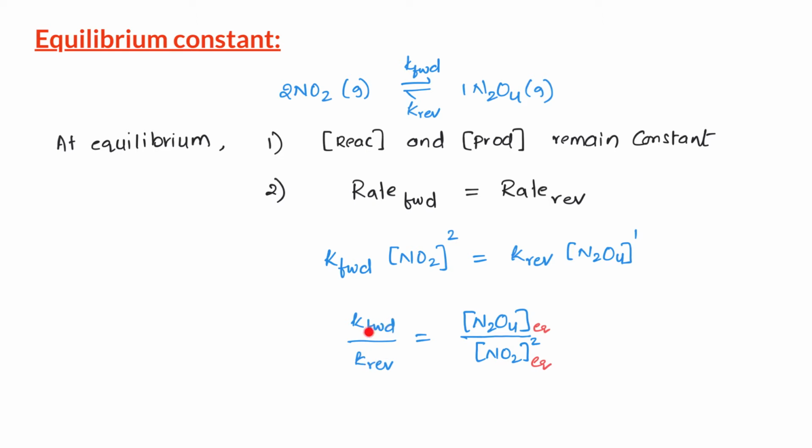The ratio of two rate constants can be written as a new constant, capital K, which is called the equilibrium constant. Capital K is equal to the concentration of N2O4 at equilibrium divided by the concentration of NO2 at equilibrium raised to the power 2. This is called the equilibrium constant expression or law of mass action. Let us now properly define the law of mass action or equilibrium constant expression.